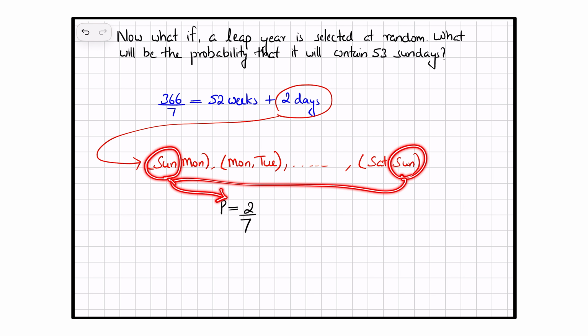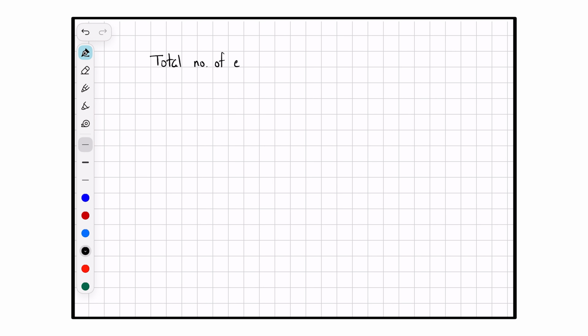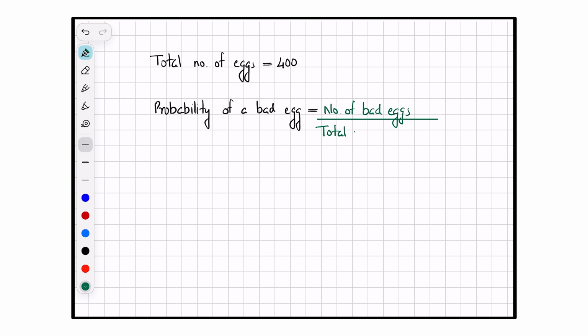The probability of getting a bad egg in a lot of 400 is 0.035. The number of bad eggs in the lot is? So we can write the total number of eggs is given as 400. It is also given that the probability of a bad egg will be the number of bad eggs divided by the total number of eggs.